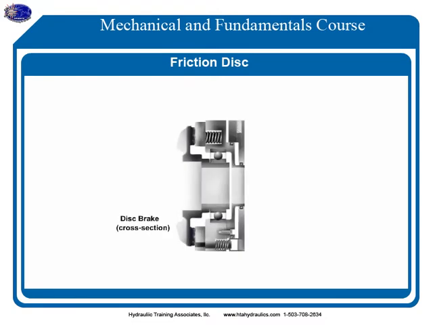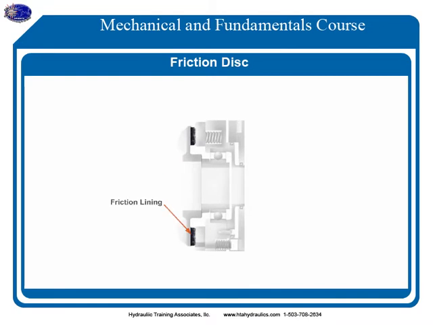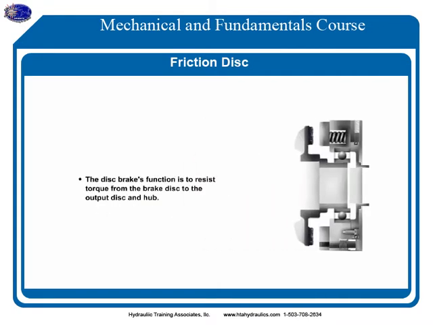For general-purpose brakes, disc brakes are the most common. The basic components of a disc brake are the solidly mounted brake disc, friction lining, output disc, and hub. The brake's function is to resist torque from the brake disc to the output disc and hub.